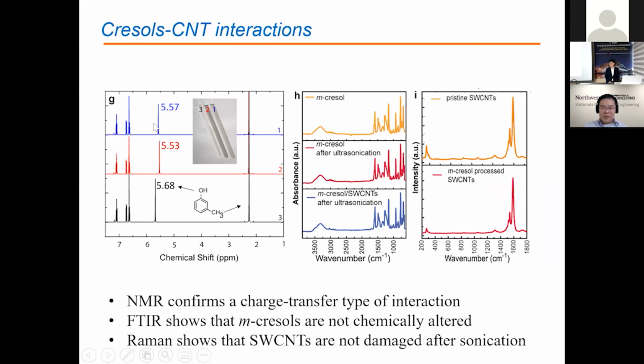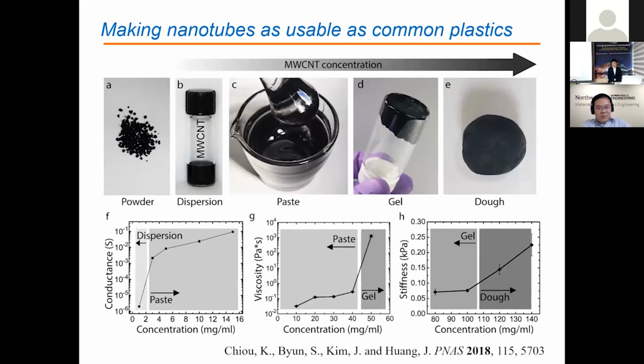And this is most visible in proton NMR. You can see a clear peak shift here. And this interaction is non-destructive. So after processing, you have several ways to remove Cresol molecules, and you see that the Cresols are not polymerized or reacted. And also, if you use single nanotube as a Raman marker, we don't see the structure of nanotubes being altered. So it does appear to be a non-destructive solvent that can be used to process it.